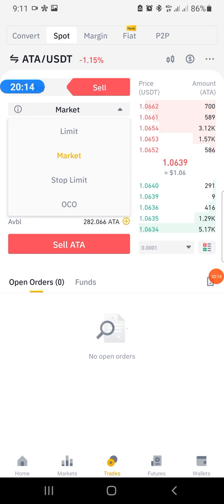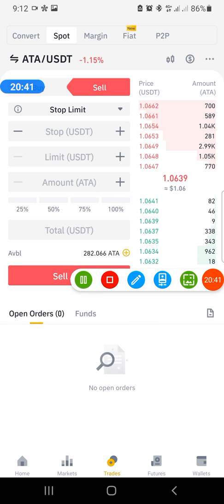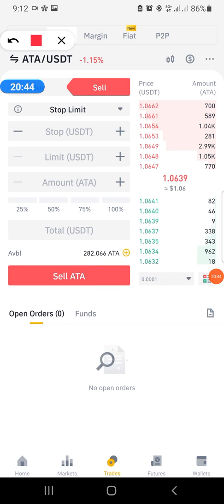Another form of market order is the stop limit order. A stop limit order is a type of limit order that is triggered when the market price hits the stop level. In this stop limit order, you make use of two prices. You set up a range. This is the first price, and this is the second price.